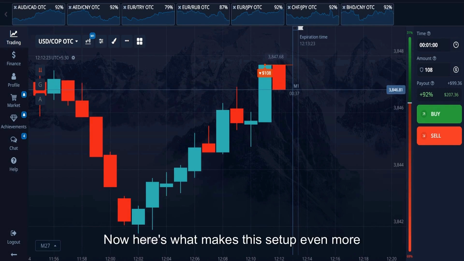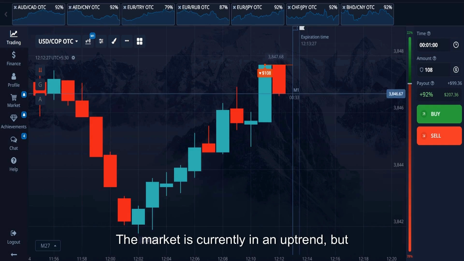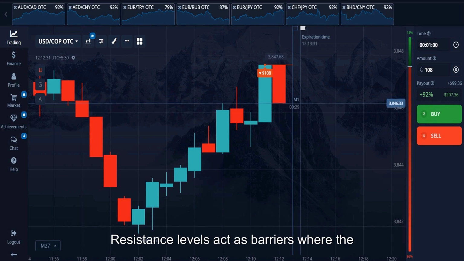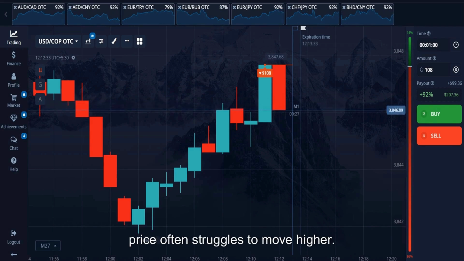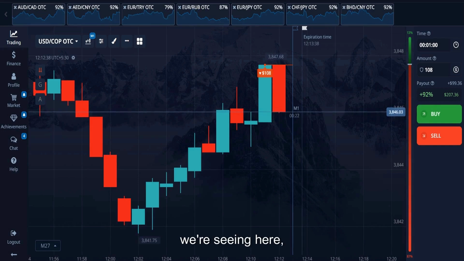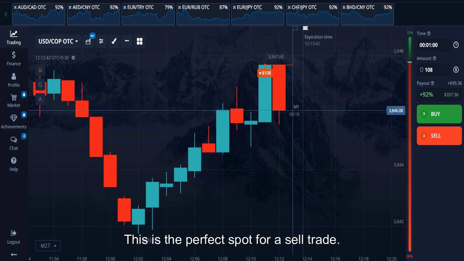Now, here's what makes this setup even more powerful. The market is currently in an uptrend, but the price has reached a resistance level. Resistance levels act as barriers where the price often struggles to move higher. When combined with the candlestick pattern we're seeing here, it increases the likelihood of a short-term reversal. This is the perfect spot for a sell trade.